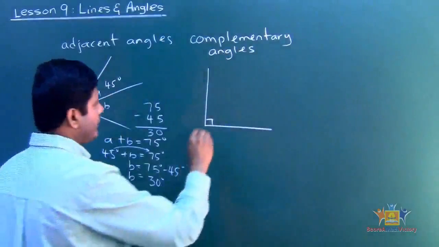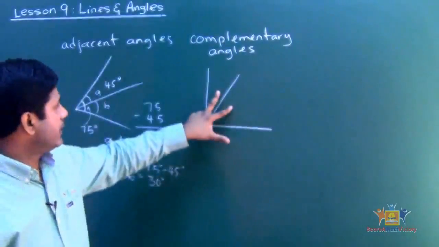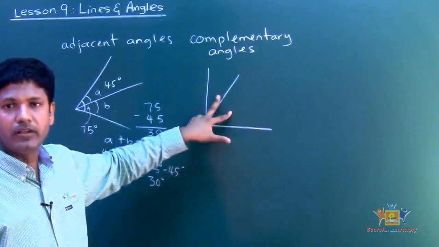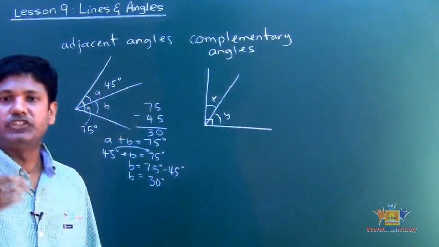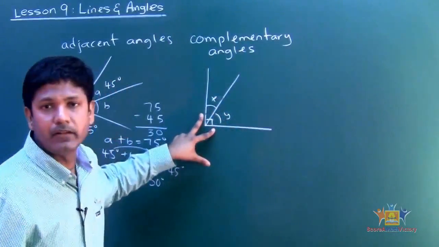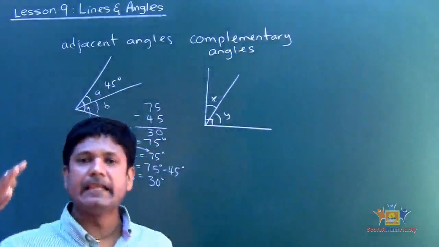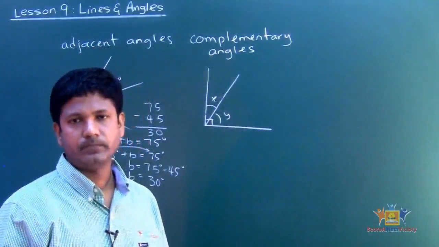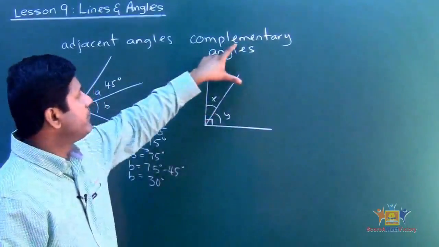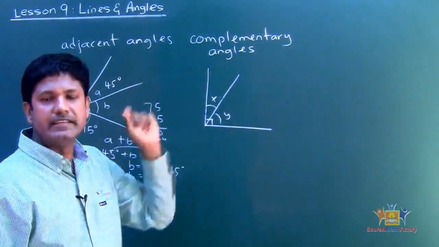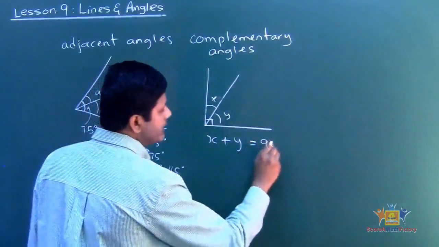And then you have a section divided into two, and they're still adjacent to each other. So if this is x and this is y, x and y are still adjacent, but the total angle for x plus y for complementary angles is 90 degrees. So x plus y equals 90 degrees.